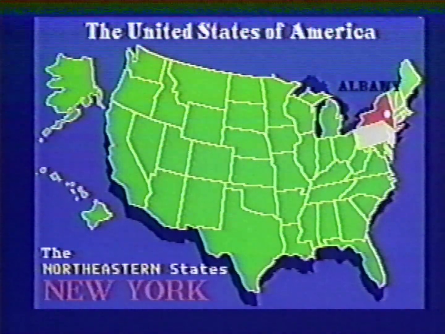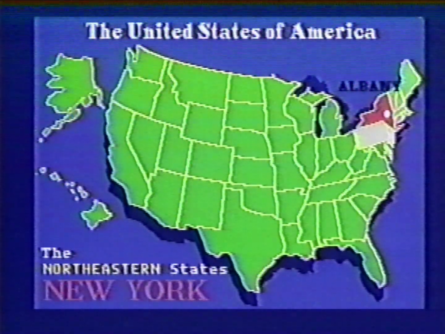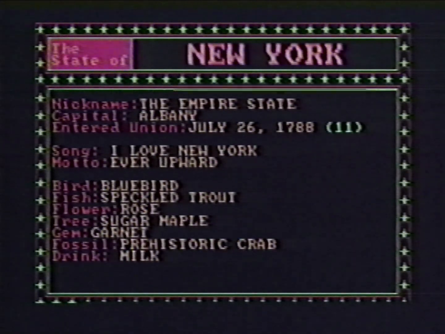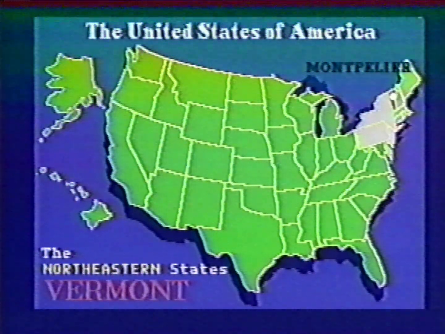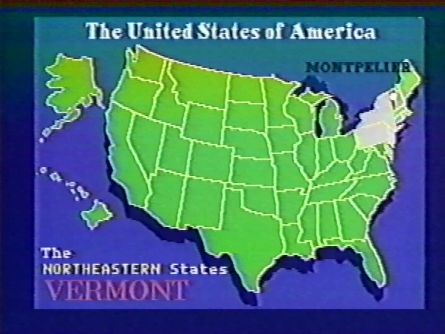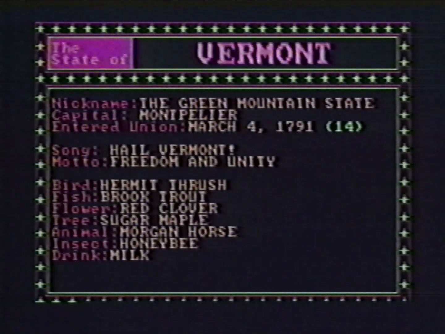The capital of New York is Albany. New York was named for the Duke of York, later to be King James II in 1664. The capital of Vermont is Montpelier. Vermont's name was derived from the French words vert for green and mont for mountain.